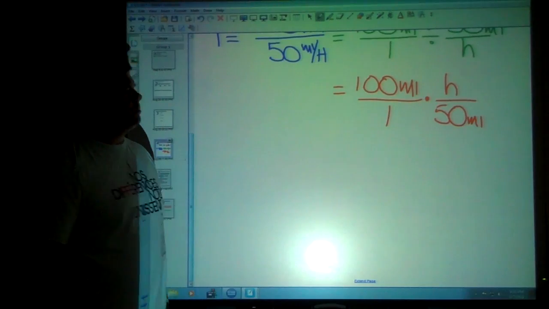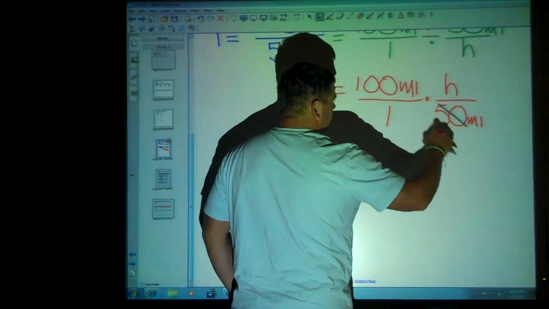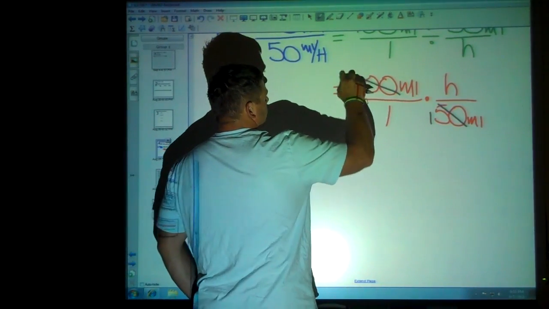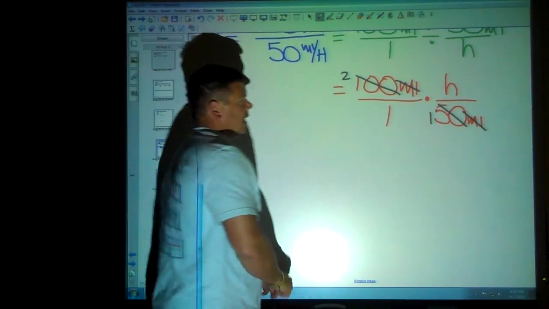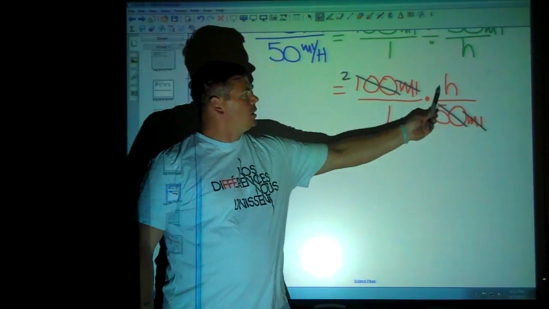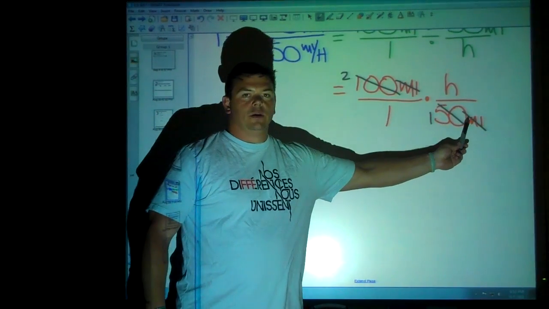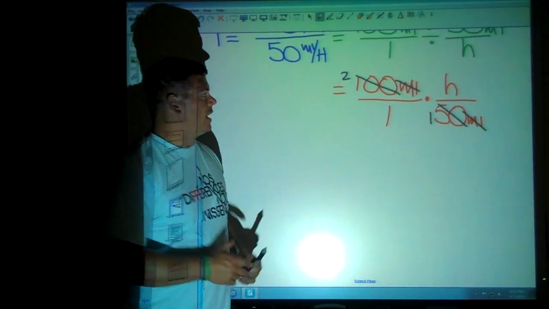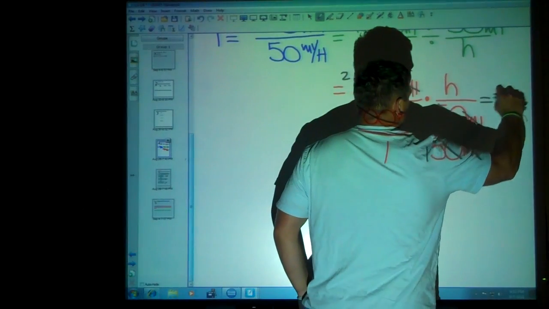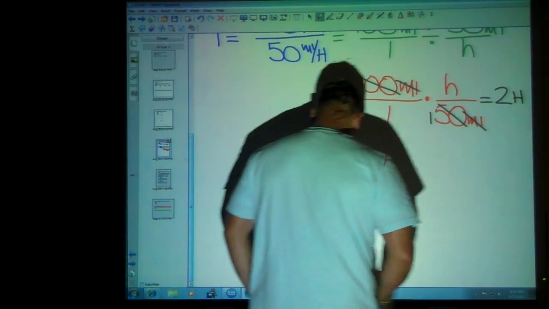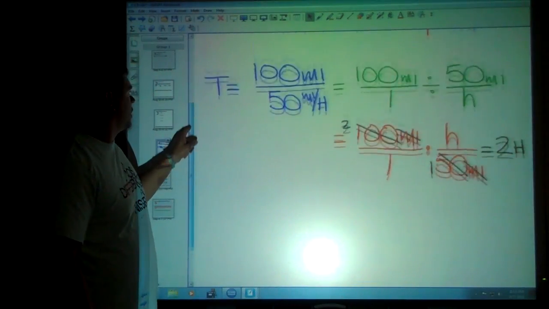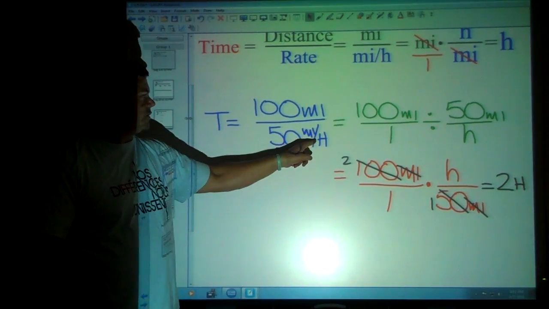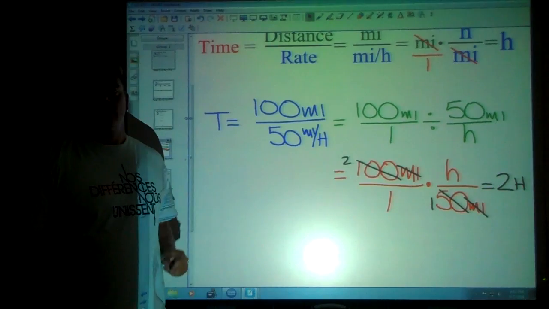We can cross simplify. 50 goes into itself once and into 100 twice, as well as the miles cancel out with miles. Therefore, all that's left is 2 hours over 1. And anything over 1 is just the anything. So we end up with 2 hours, which is exactly what we thought it should be if we were traveling 100 miles at 50 miles an hour. It would take us 2 hours to get there.